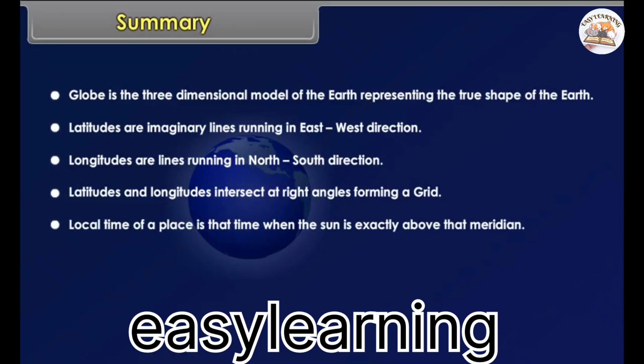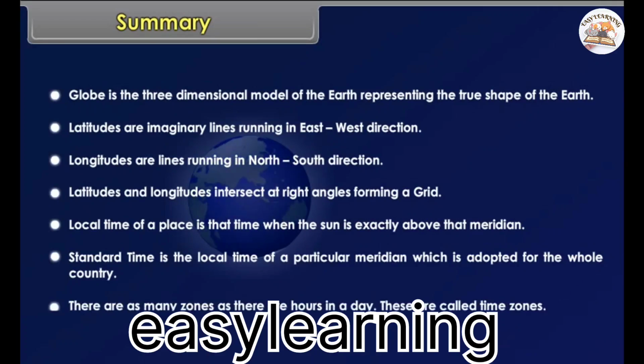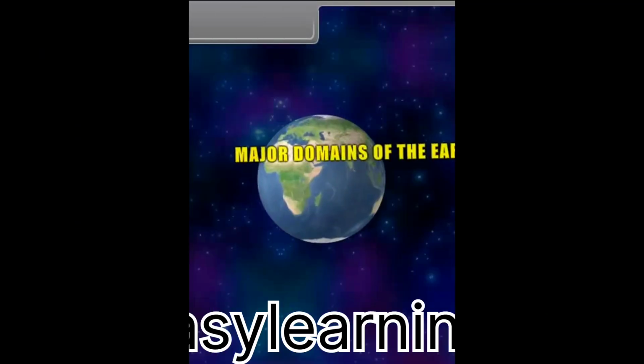Summary. The globe is the three-dimensional model of the Earth, representing the true shape of the Earth. Latitudes are imaginary lines running in the east-west direction. Longitudes are lines running in the north-south direction.